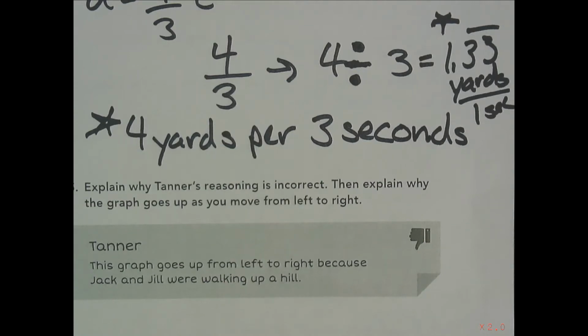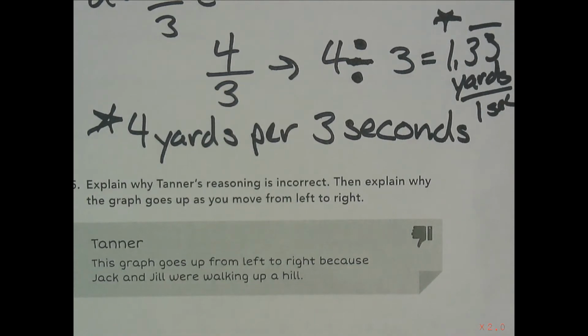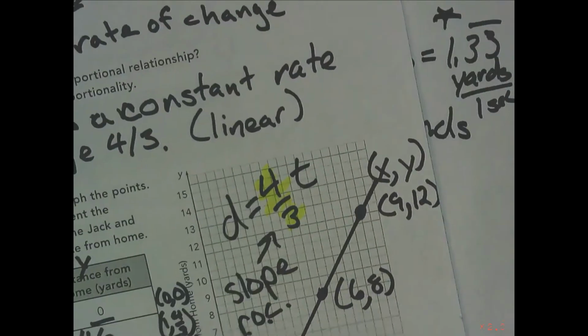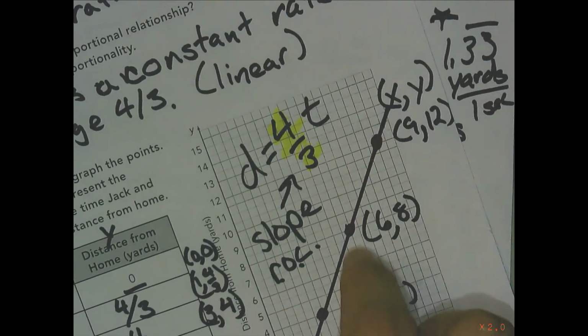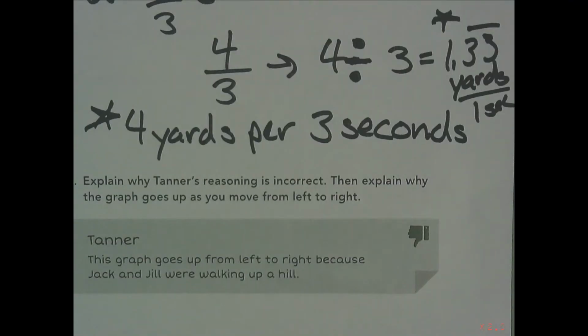So explain why Tanner's reasoning is incorrect, why the graph goes up as you move from left to right. So it says, Tanner, this graph goes up from left to right because Jack and Jill were walking up a hill. So Tanner's not correct in his assumption. In other words, he's saying, oh look, you've got a graph, this is representing the hill, and Jack and Jill walked up the hill. That's not what it represents.